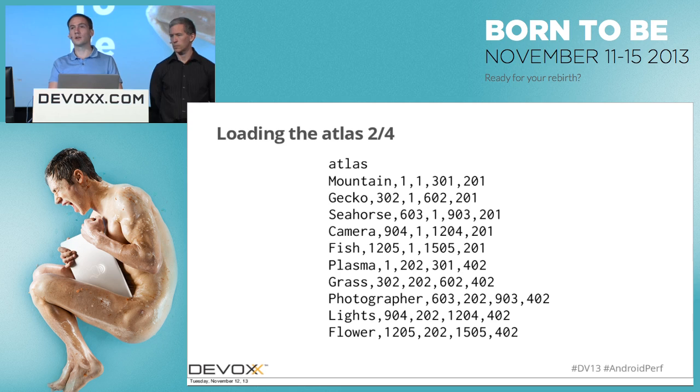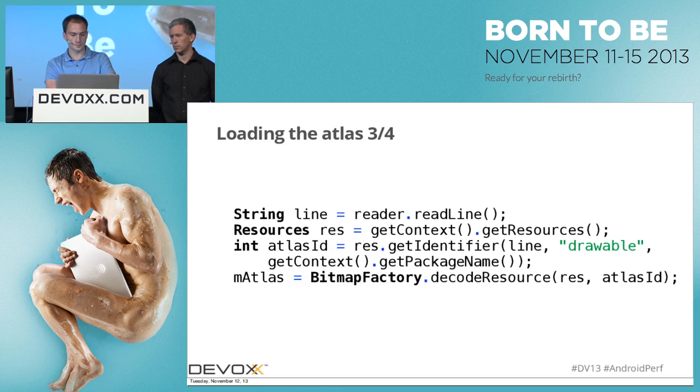So this is the example. This is the actual set of data that I was using. So the drawable is called atlas. So it was in res/drawable-xhdpi/atlas.png. And then you can see all the texture, the pixel coordinates of the various images in the big texture.